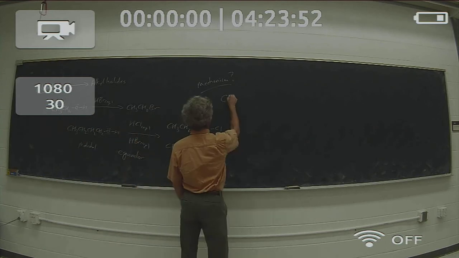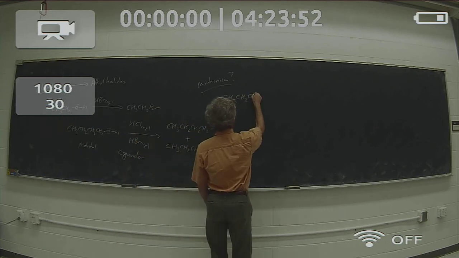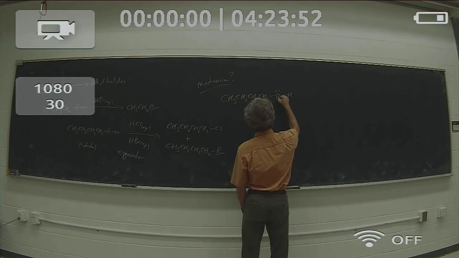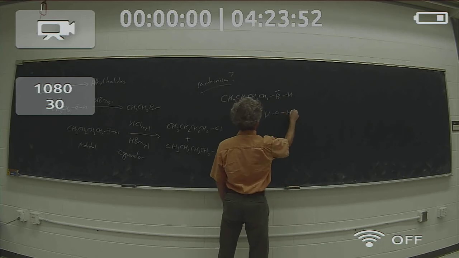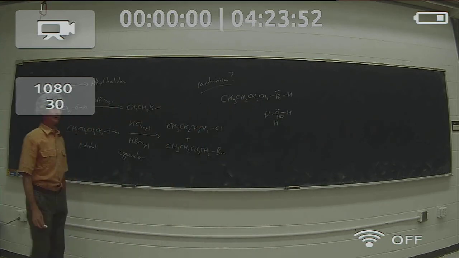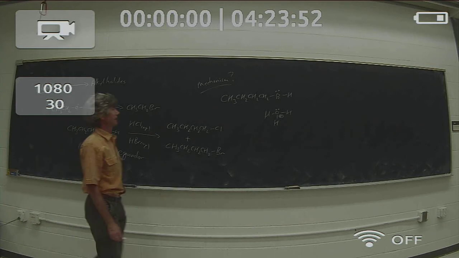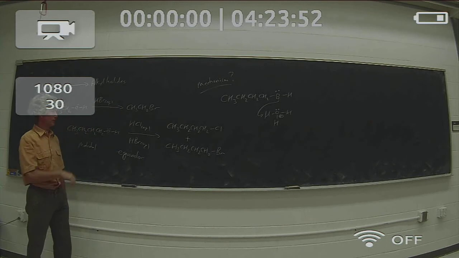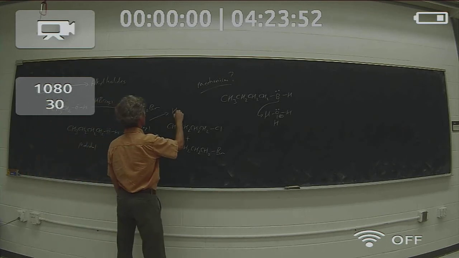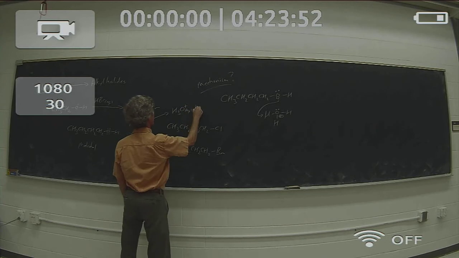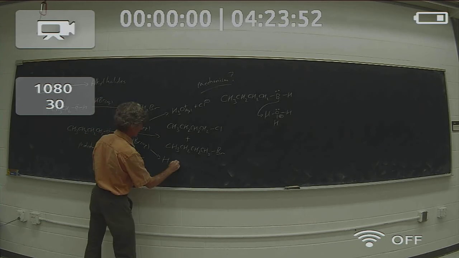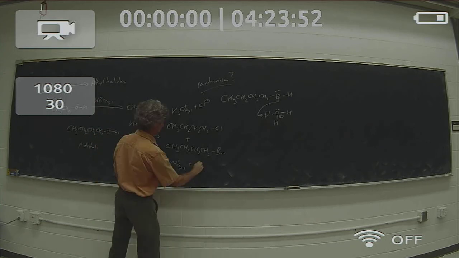What we're going to have to do is convert that hydroxide into something that can leave. Well, we know that aqueous acid is quite reactive. We know that aqueous HCl immediately dissociates to form hydronium ion and chloride ion, and aqueous HBr immediately dissociates to form hydronium ion and bromide ion.